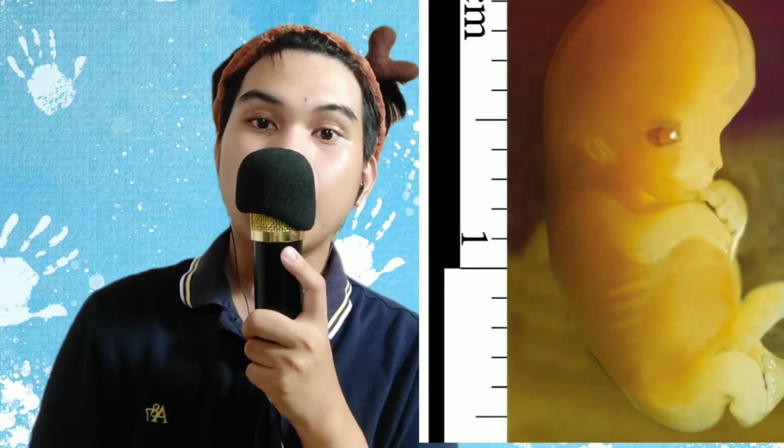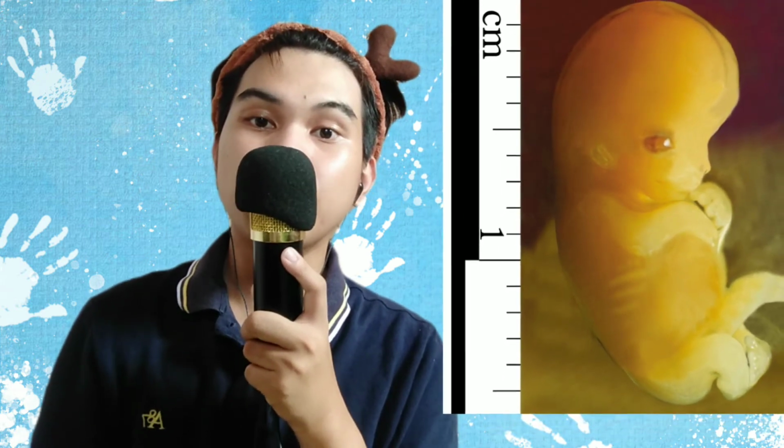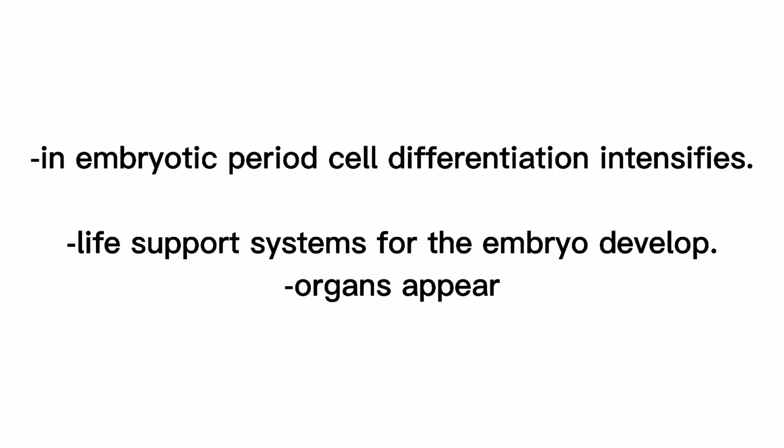Embryonic development is the part of the life cycle that begins just after fertilization and continues through the formation of body structures such as tissues and organs. In the embryonic period, cell differentiation intensifies. The life support system for the embryo develops, and lastly, the organs appear.